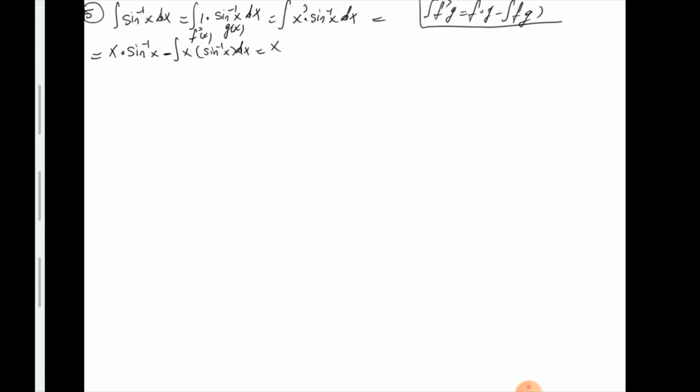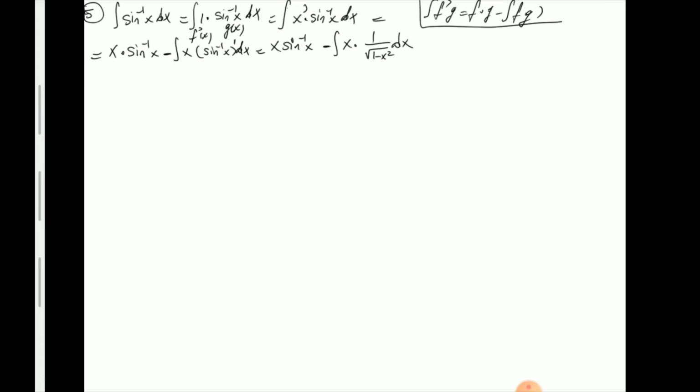Okay, so now the derivative of the inverse sine, it's okay if you forget it. I mean, these are sometimes not easy to memorize because they are not used that often. So the derivative of the inverse sine is 1 over square root of 1 minus x squared. So I have x times 1 over square root of 1 minus x squared dx.